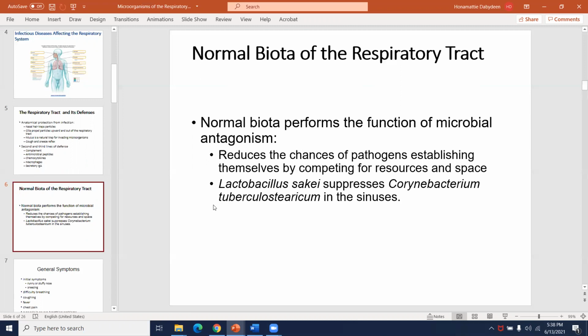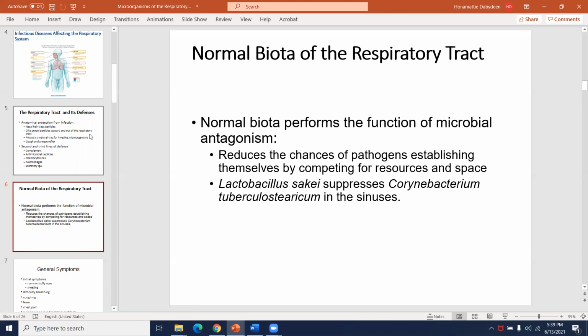Note that the normal flora might be different in composition depending on the individual. A normal, healthy individual may have a different normal flora composition than a person who is a smoker, or maybe a person who has COPD or some underlying lung disease or something like that. So the normal flora is not exactly the same in every individual. It might shift a little bit. So please note that. So that is your first line of defense.